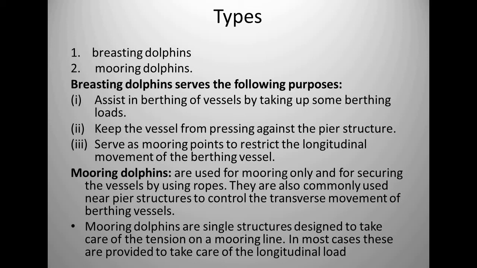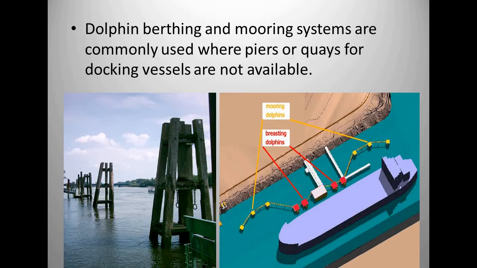They are also commonly used near pier structures to control the transverse movement of berthing vessels. Mooring dolphins are single structures designed to take care of tension on a mooring line. In most cases, these are provided to take care of longitudinal load. So we can see different dolphins. They are isolated structures and in no way connected to the shore. They are placed deep inside the sea.